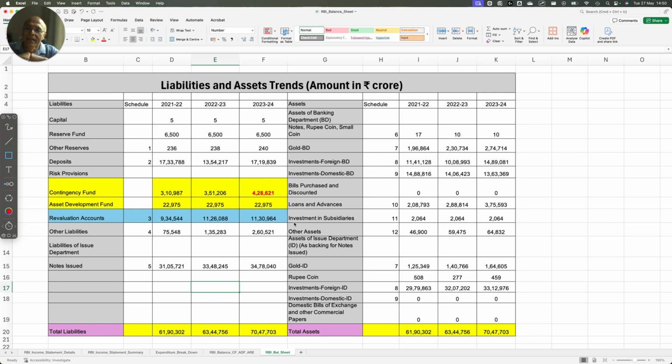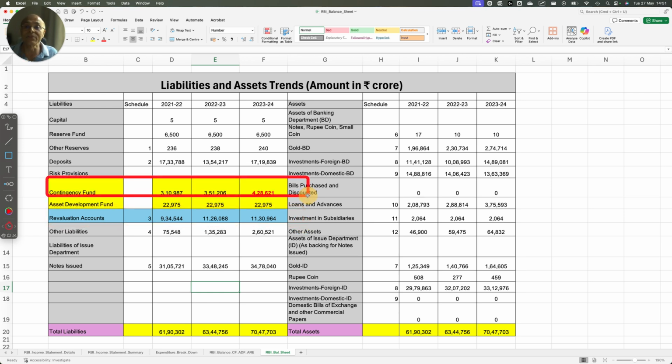Otherwise, the whole video is going to get completely spoiled because people will not understand. Just focus on these two items, the contingency fund and the revaluation account. These two have to be balanced out in such a way that the overall risk is contained. Now, you have no control over the revaluation account, because it depends upon market risk. Gold prices will change, the foreign exchange value will appreciate or depreciate. So this is completely beyond your control.